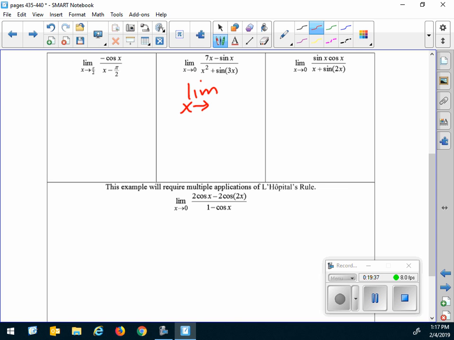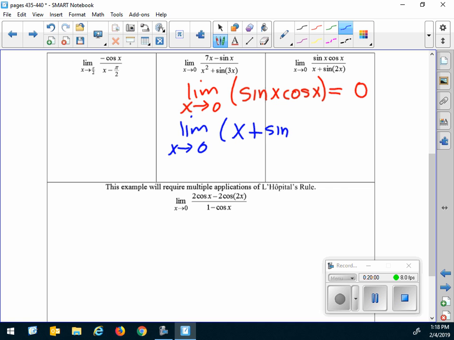The limit as x approaches 0 of sine x cosine x. What is sine of 0 times the cosine of 0? Because it's 0 times 1. And the limit as x approaches 0 of the denominator, zero plus sine of 0. You say, so L'Hopital's rule applies.